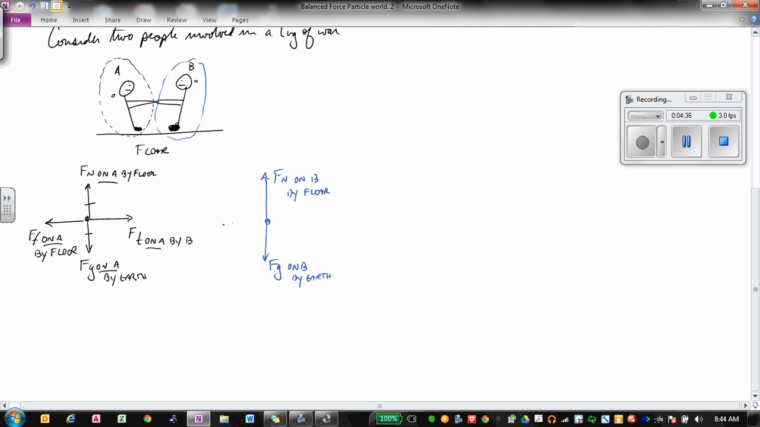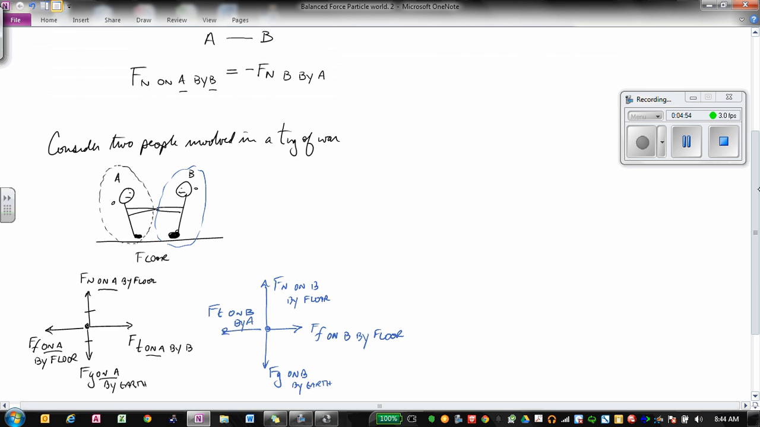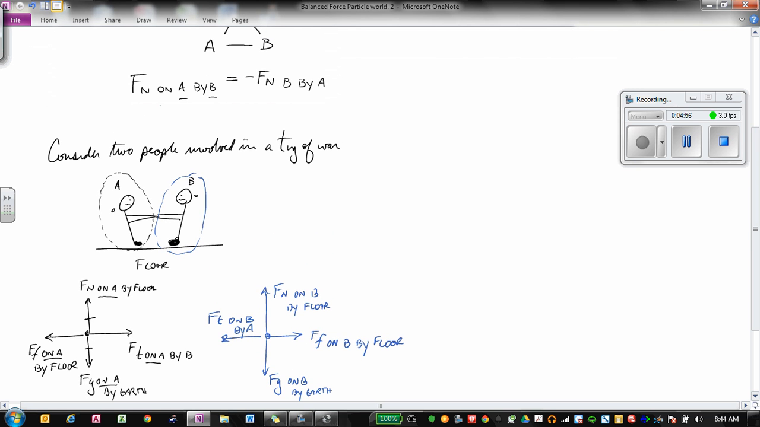We have a tension force on B by A, and we have a frictional force on B by floor. Okay, and if we go back to what we had said previously, what was built into the definition of force is that the same interaction.